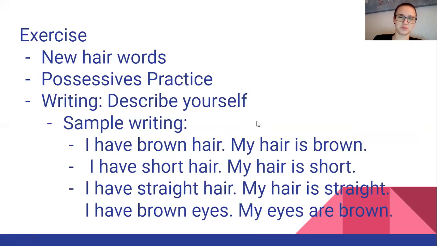So I have brown hair. My hair is brown. I'm going to have you write it two ways, your hair color. Then I want you to tell me if you have short hair or long hair, medium length hair. So I have short hair. My hair is short. Then I want you to tell me the type. I have straight hair. My hair is straight. And then you're going to tell me about your eyes. I have brown eyes. My eyes are brown.